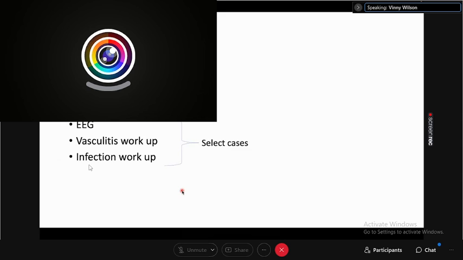Similarly, not to forget the possibility of HSV encephalitis, a treatable condition. So you should work up for it: HSV PCR, and also probably do a Mantoux test, which is a skin test, and do a chest X-ray. If there is a lymph node, biopsy the lymph node, do an FNAC.